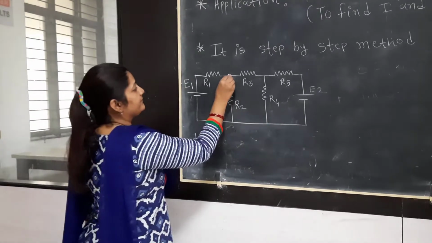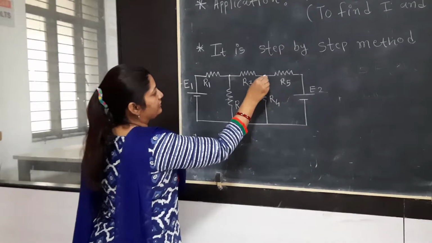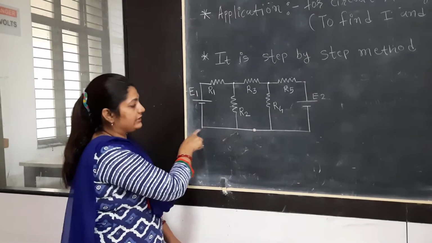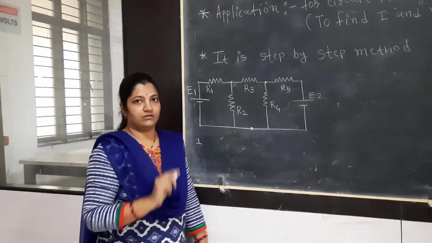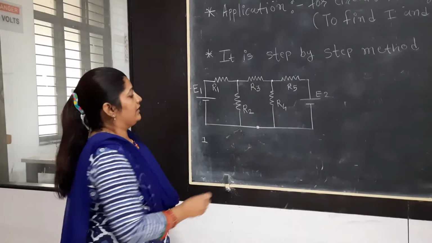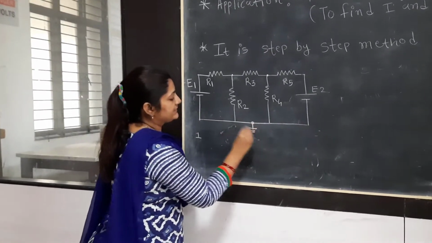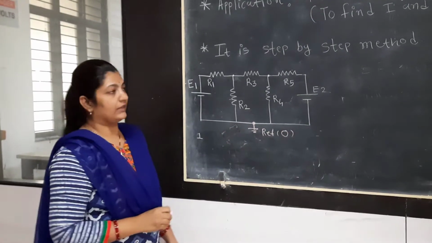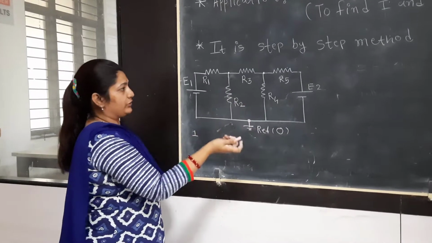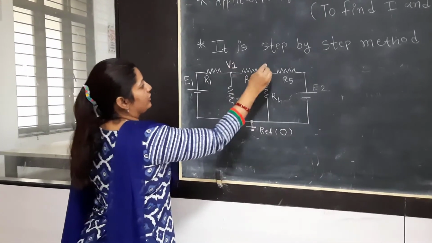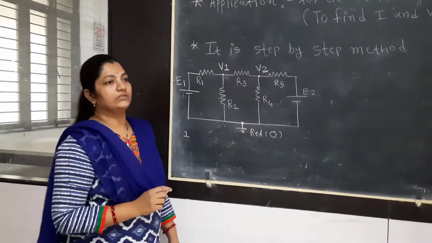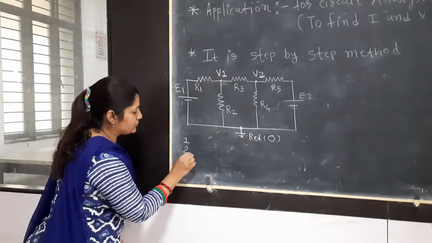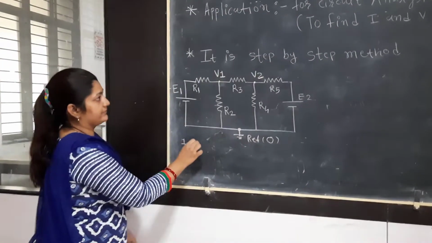So first I will identify the number of nodes. Remember, this is an equal potential point, so only one related node is there. The bottom node we will consider as the reference, and obviously it has zero potential. For the other nodes, right now the potential is unknown. We don't know its value. It is only in terms of notation. I will assume V1 and V2. So you can say step number 2, identification of nodes, is done.